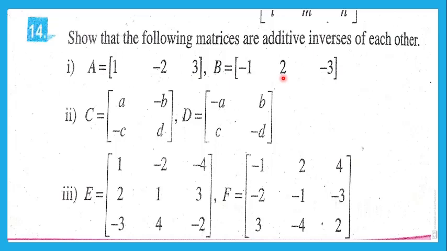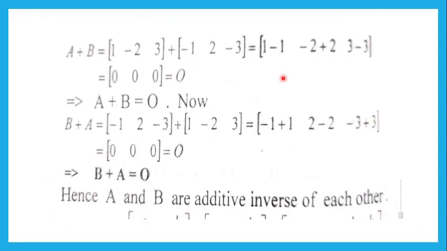So let's get into the solution of the first part. What we need to do is simply add these two matrices, A plus B. Now 1, minus 2, 3 is matrix A, plus minus 1, 2, minus 3, which is matrix B. We just need to add these two matrices.